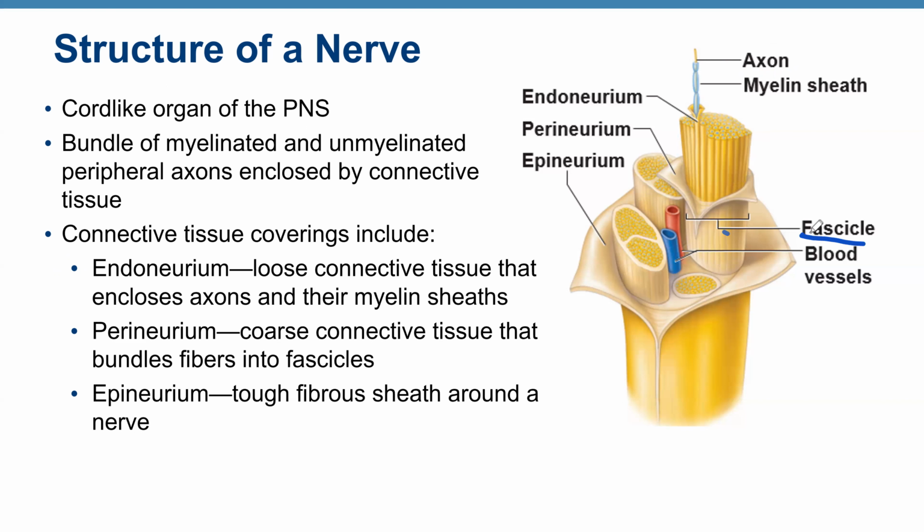Those fascicles are covered by another connective tissue sheath called perineurium, a coarse connective tissue that encloses bundles of fibers into fascicles. And then the entire nerve, and you can see the nerve has blood vessels inside as well. So the entire nerve is covered by epineurium, that is a tough fibrous sheath around the entire nerve.